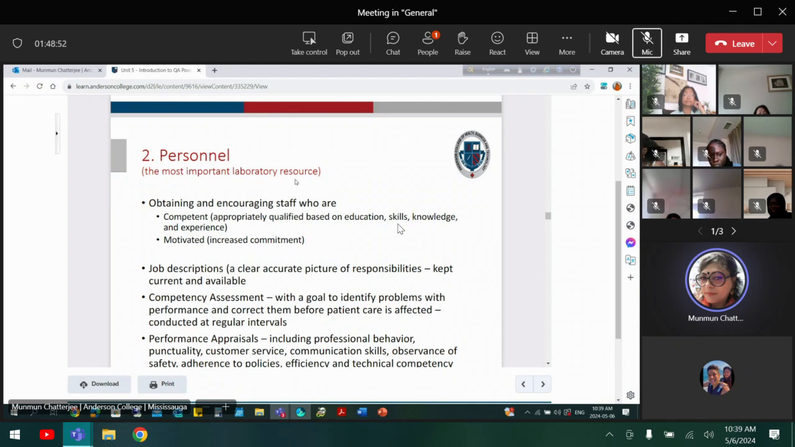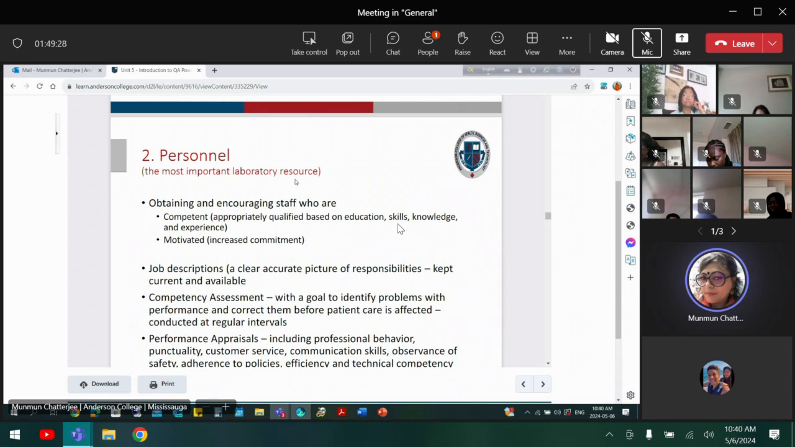Competency assessment, with a goal to identify problems with performance and correct them before patient care is affected, conducted at regular intervals. That's why I told you about professional evaluation. If you are lacking something, it's not that you are bad. There is a source from which you can learn it. The organization or your colleagues are going to help you learn what your problem is, where you are not successful, and how you can improve it.